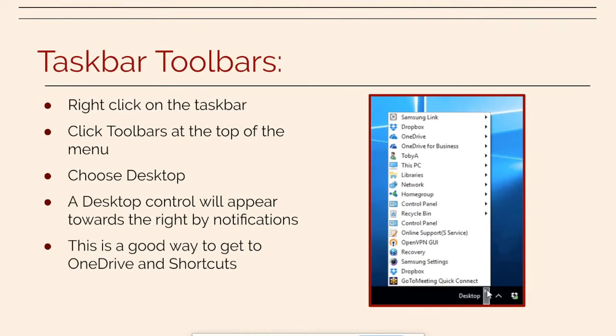There are also some taskbar toolbars that you can use. You'll right-click on the taskbar and you'll click Toolbars at the top of the menu. And you'll notice that you will be able to choose the desktop. A desktop control will appear towards the right by the notifications. This is a good way to get to OneDrive and several shortcuts.